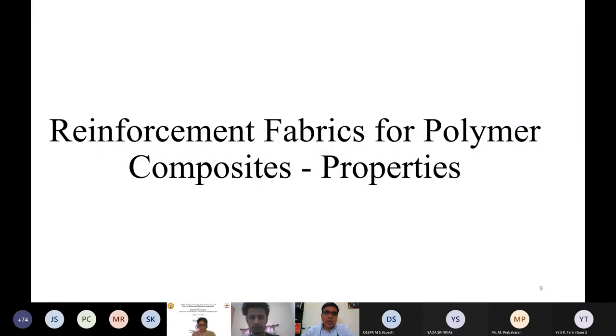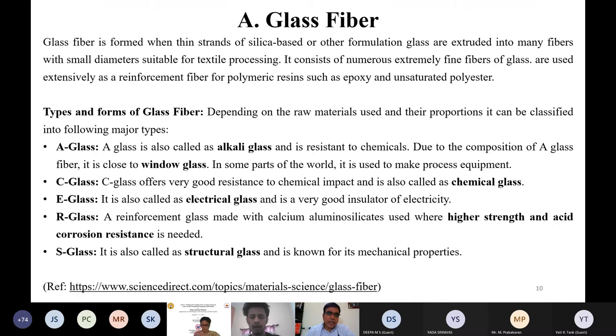Now reinforced fabrics, particularly when I say glass, again, there are so many categories of glass. You must have heard of A glass, C glass, E glass. They are all different fiber or fabric categories which will be extensively used. So this is for the sake of completeness. We talked about the various forms of glass fibers. A glass fiber is formed when thin strands of silica-based or other formation glass are extruded into many fibers. Those fibers convert into fabric, and fabric converts into laminate, and laminate is then converted into a structure.